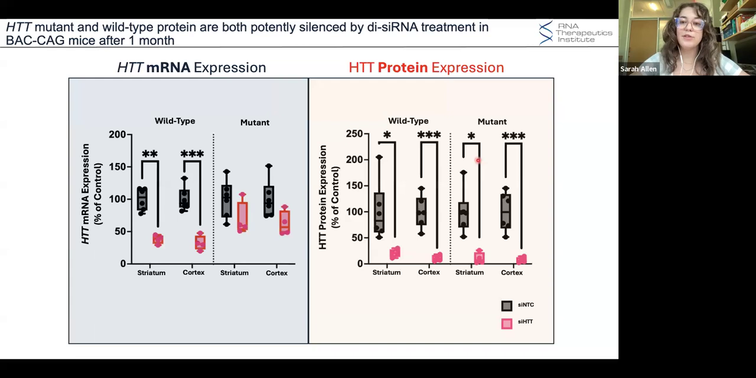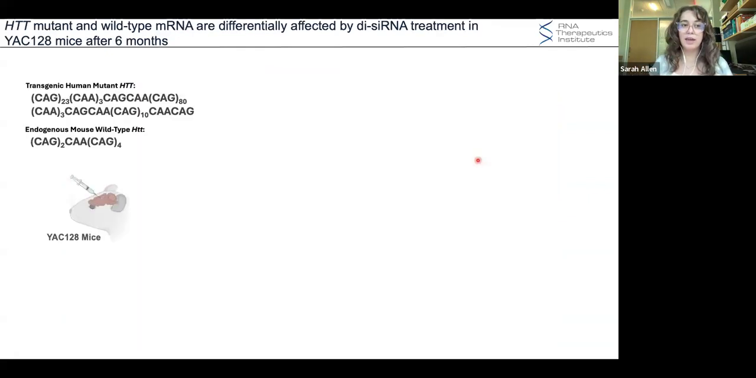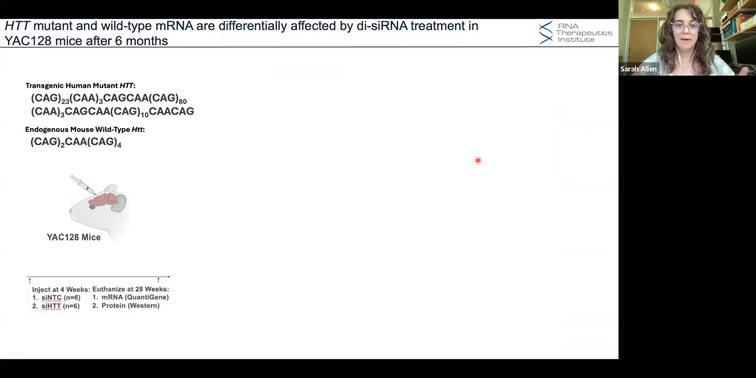So this is a difference we see in one model of disease, but we want to know whether it was applicable just generally. Is it applicable to Huntington's in a different model context? So looking at the YAC128 mice, these are the mice with around 81 uninterrupted CAG repeats. We injected them at 4 weeks, and then they were euthanized at 28 weeks, much later. So this is a longer time point.